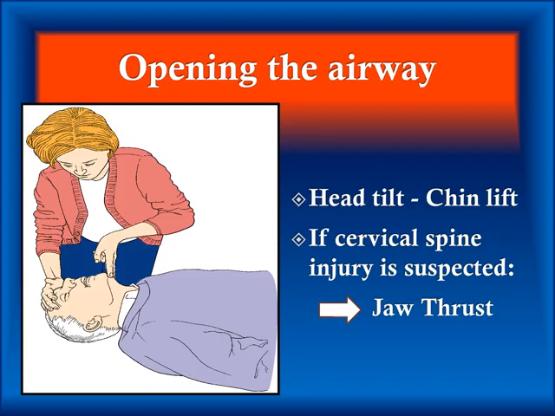There are many maneuvers we use to open the airway, starting from head tilt. This is the main way, and if we suspect cervical spine injury as in a trauma patient, we have to do jaw thrust. But remember, if jaw thrust fails to open the airway, we have to do head tilt with manual inline stabilization of the neck over the chest.